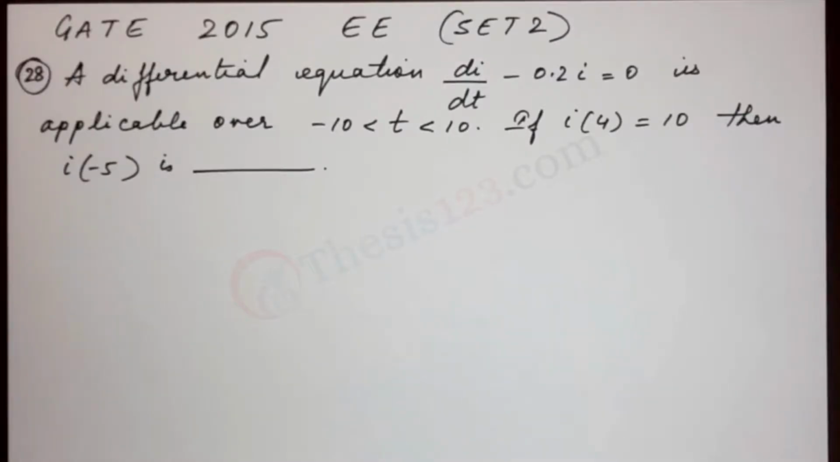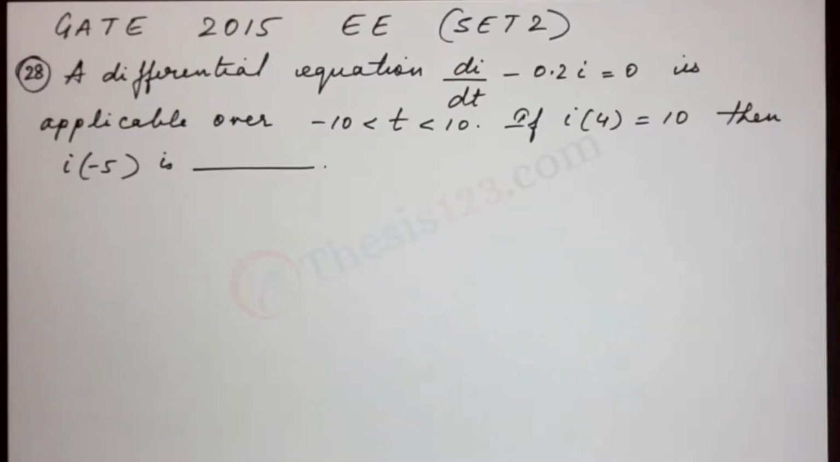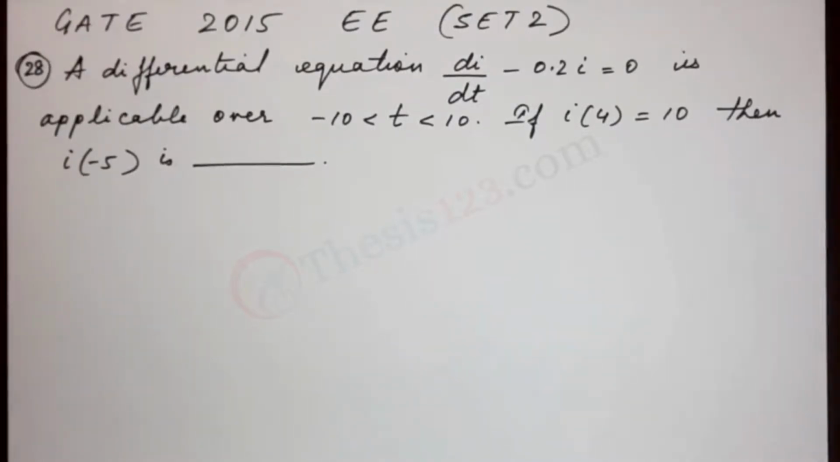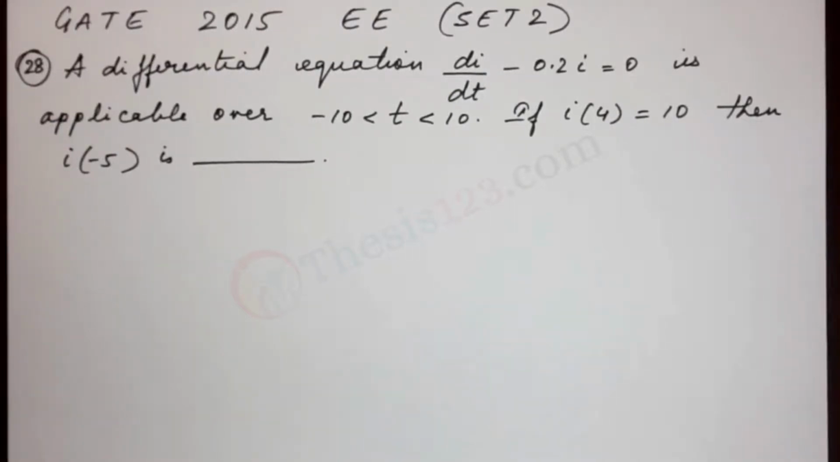Here's the next question, number 28. A differential equation di by dt minus 0.2i equals 0 is applicable over the interval minus 10 to 10. T lies between minus 10 to 10. If I of 4 is 10, then I of minus 5 is dash.